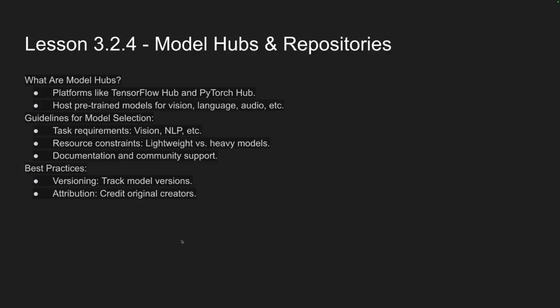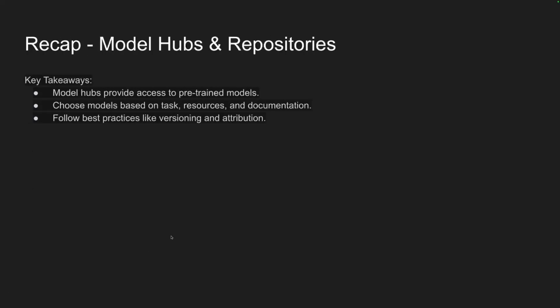Let's recap. Model hubs like TensorFlow Hub and Torch Hub are treasure troves of pre-trained models. To choose the right one, consider your task, resources, and documentation. Versioning and attribution are key best practices to follow.